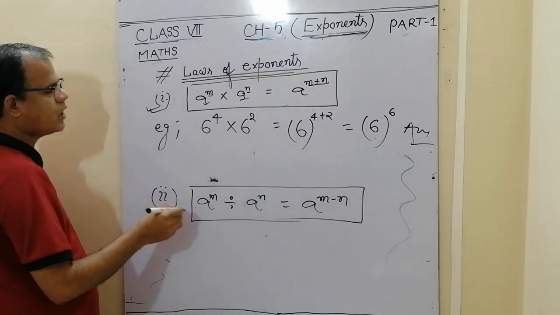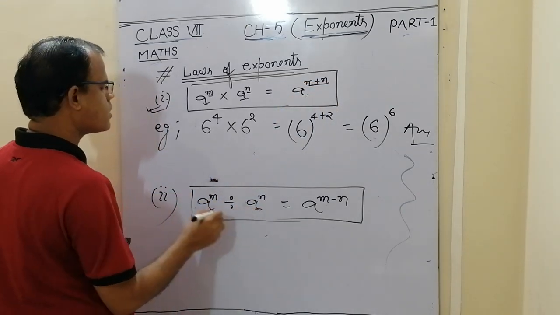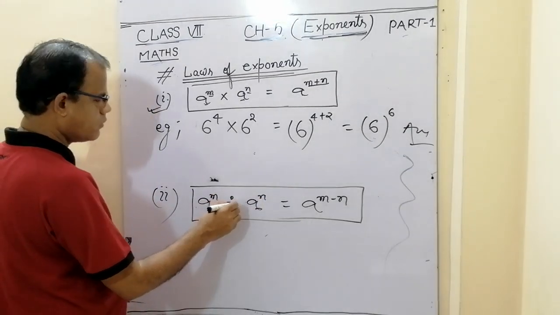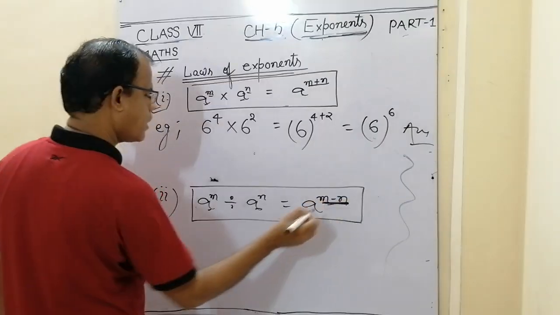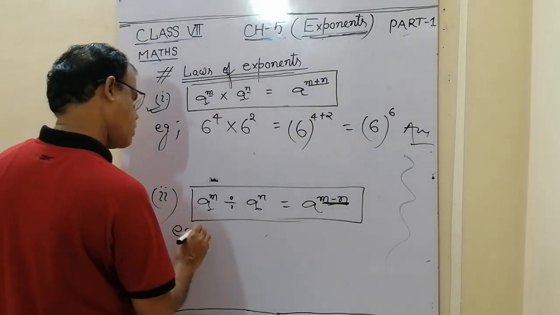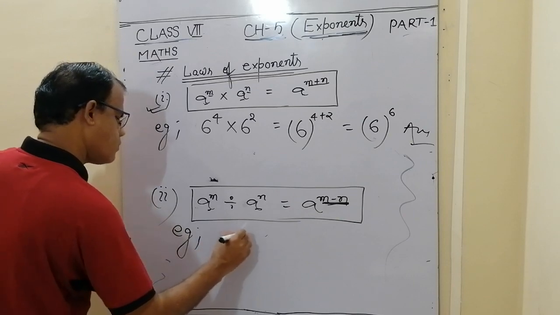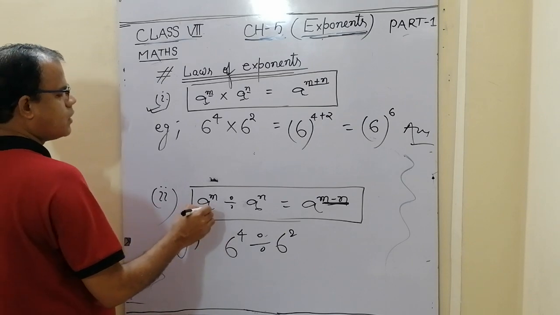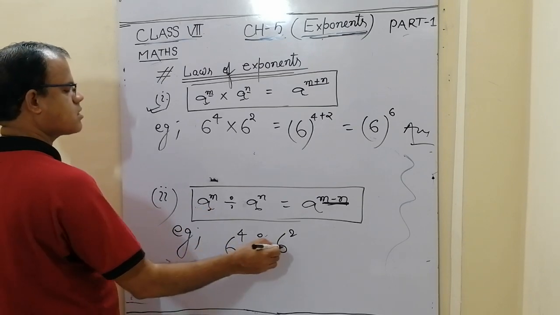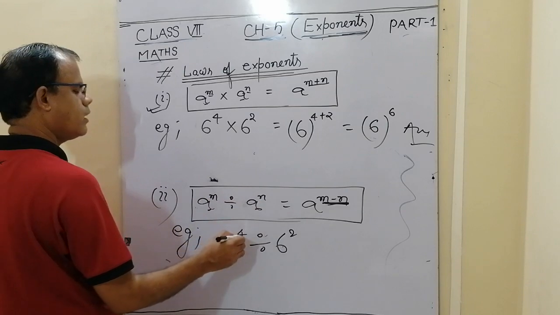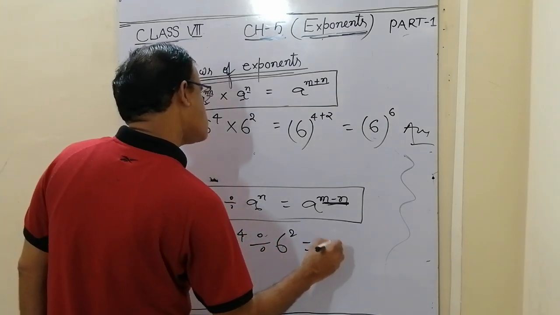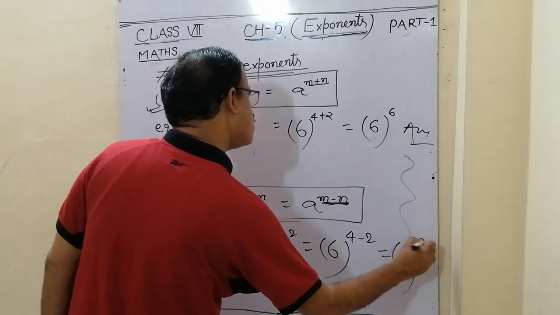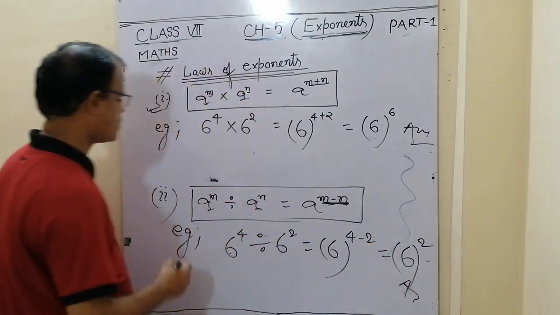Next, if we have the same base and the exponents are different, in division we subtract the powers. Take some more example. Suppose 6 raised to the power 4 divided by 6 raised to the power 2. Here we have taken base 6 and m and n as 4 and 2. So this becomes 4 minus 2, 6 raised to the power 2. This is the final answer.